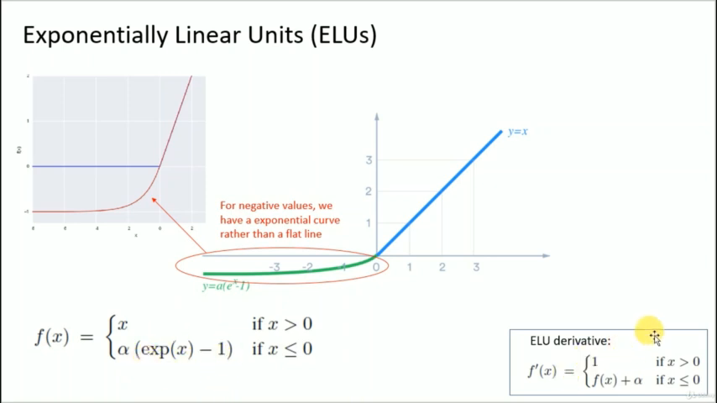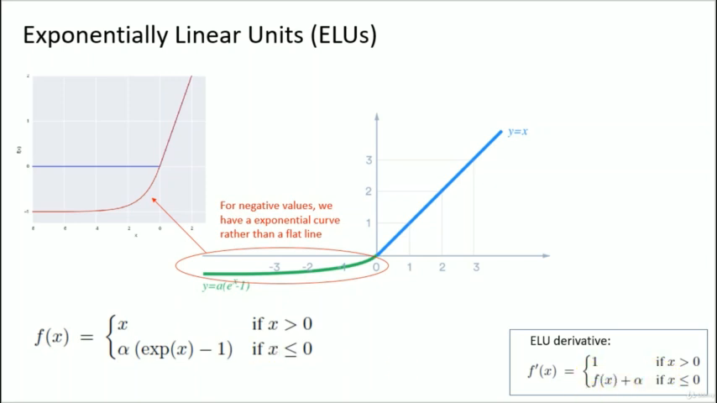So this is the derivative of the ELU activation function. If you derive x with respect to x, then you get 1. And if you derive alpha times e to the power of x minus 1, then you get f(x), this function right here. So basically the derivative is going to be alpha times e to the power of x minus 1 plus alpha. If you derive this with respect to x, this is what you get.